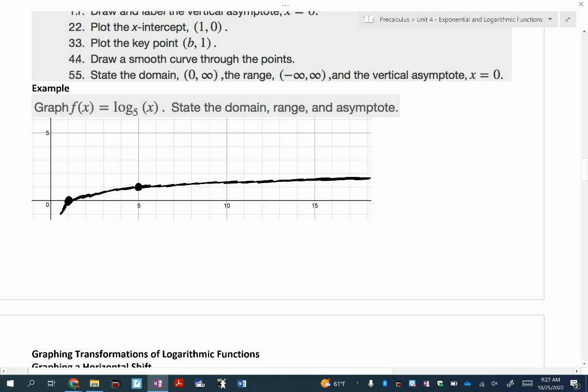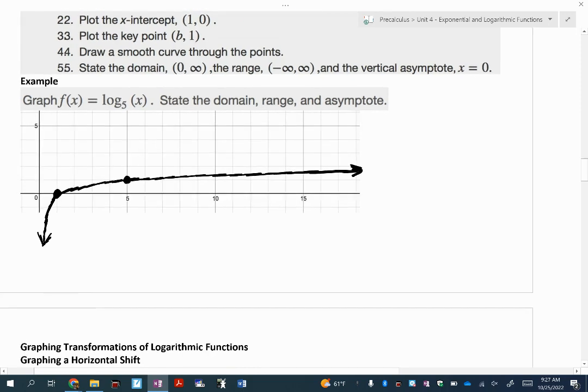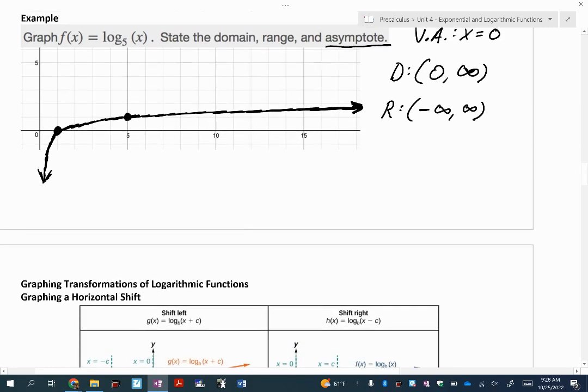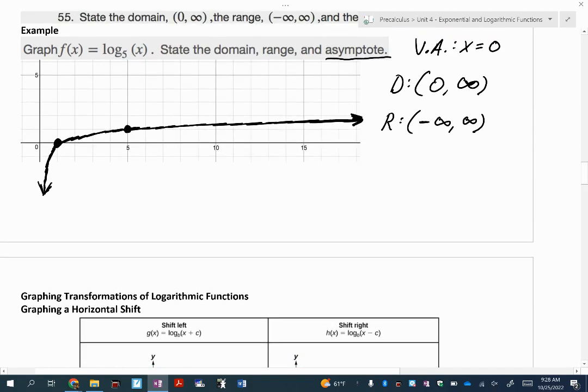And then again, as we saw earlier, we have an asymptote at x equals 0. So when it says find an asymptote, that's going to be a vertical asymptote at x equals 0. The domain is going to be 0 to infinity, like we had previously. And then, as I said earlier, the range is going to be all real numbers, negative infinity to infinity, because even though it looks like it's kind of leveling off here, it still will increase. We can still move to the right and up forever. So that's just graphing that basic logarithmic function with a base of 5.